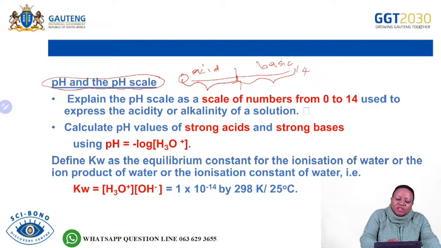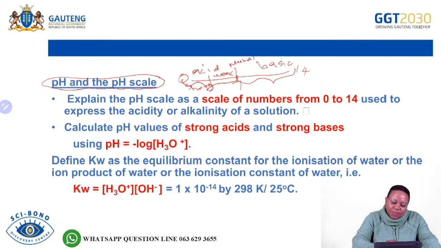We know that from 0 up to maybe 3, if I can just choose 3, we'll definitely have strong acids. And then this side, we're going to have weak acids. This one we know is neutral, just close to 7. And then we start to have the weak bases. And then we end with the strong bases, which have a very high pH.